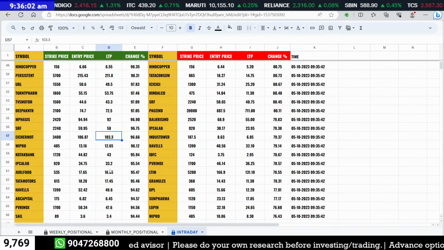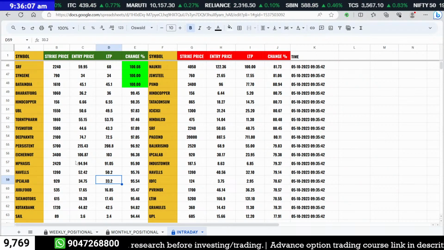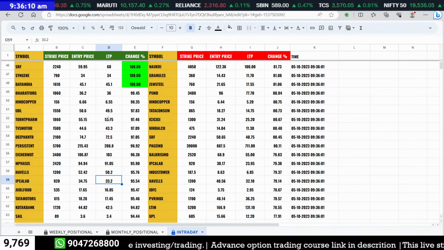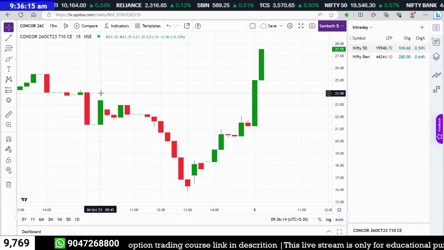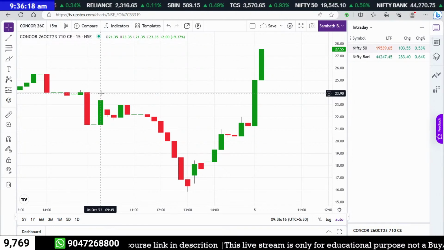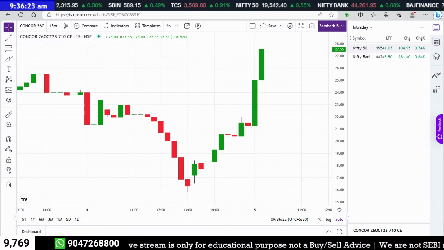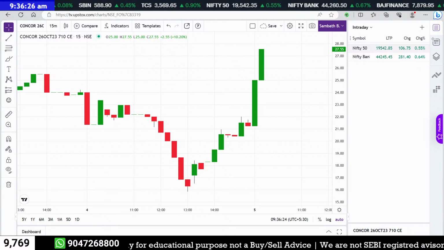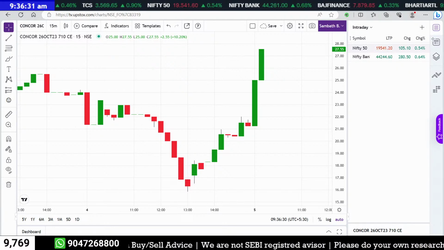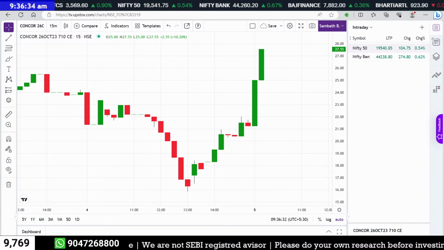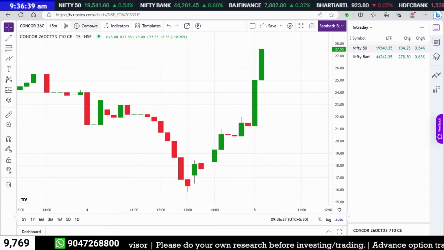Eicher Motors maybe liquid. Wipro, Kotak Bank, a lot of stocks. You can look at Concor, which already moved. Container Corporation. Okay, we should wait.